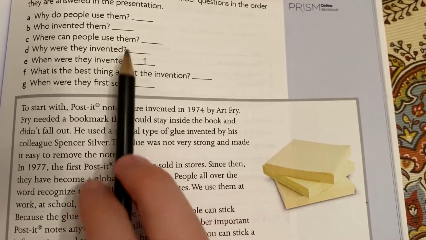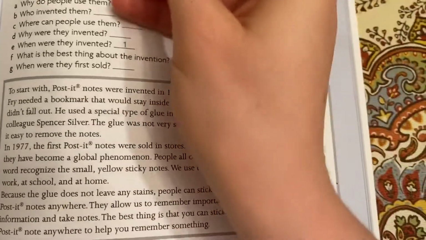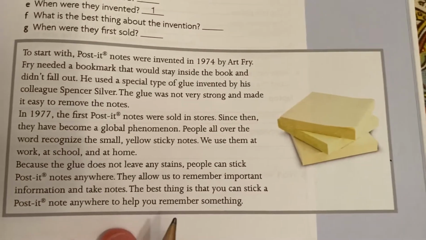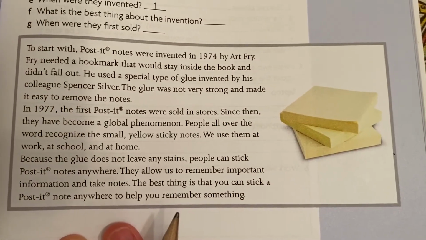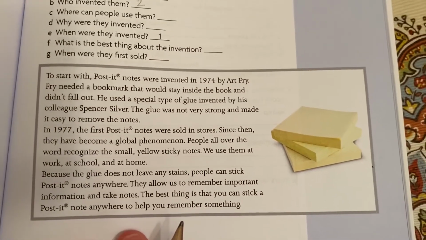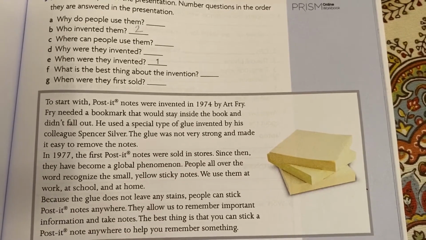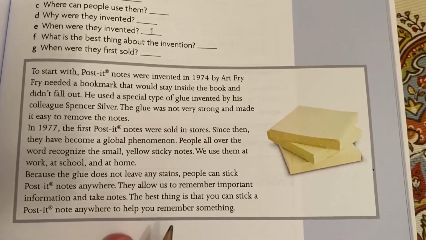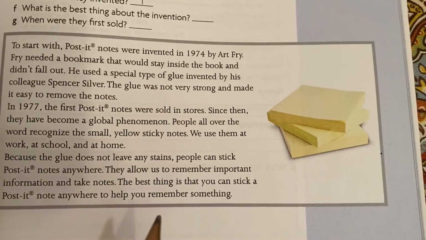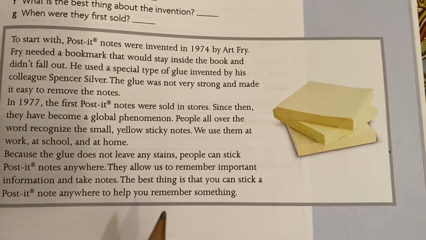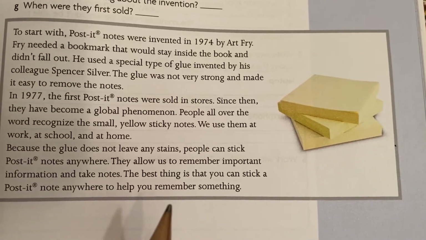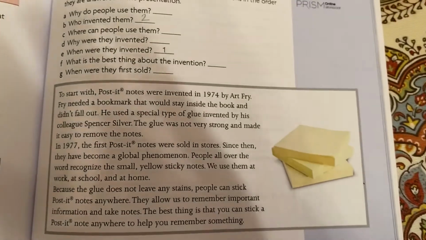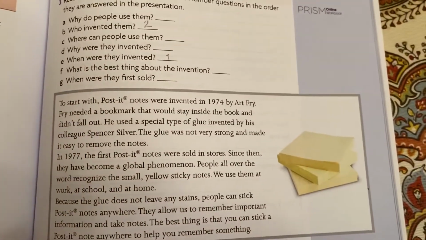Is that one of the questions? Yes. Who invented them? Art Fry. Fry needed a bookmark that would stay inside his book and didn't fall out. Okay, does that answer any of our questions here? Let's keep going. He used a special type of glue invented by his colleague Spencer Silver. The glue was not very strong and made it easy to remove the notes. What's happening here? It sounds like a bit of background information is being given.